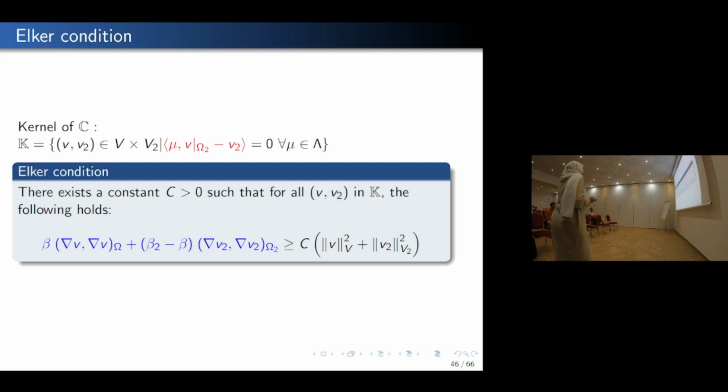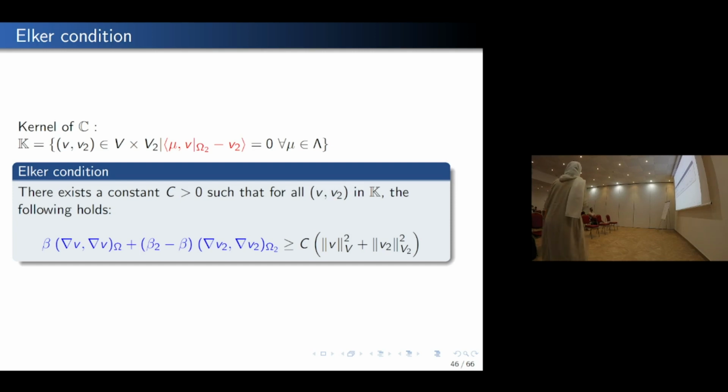And the kernel of B is the set of all V, V2 such that the duality mu, maybe I didn't say that before, but this duality is the duality between V2 and its dual space, so mu and V restricted to omega 2 minus V2 equals 0. And the L-Kerr condition can be stated as follows.